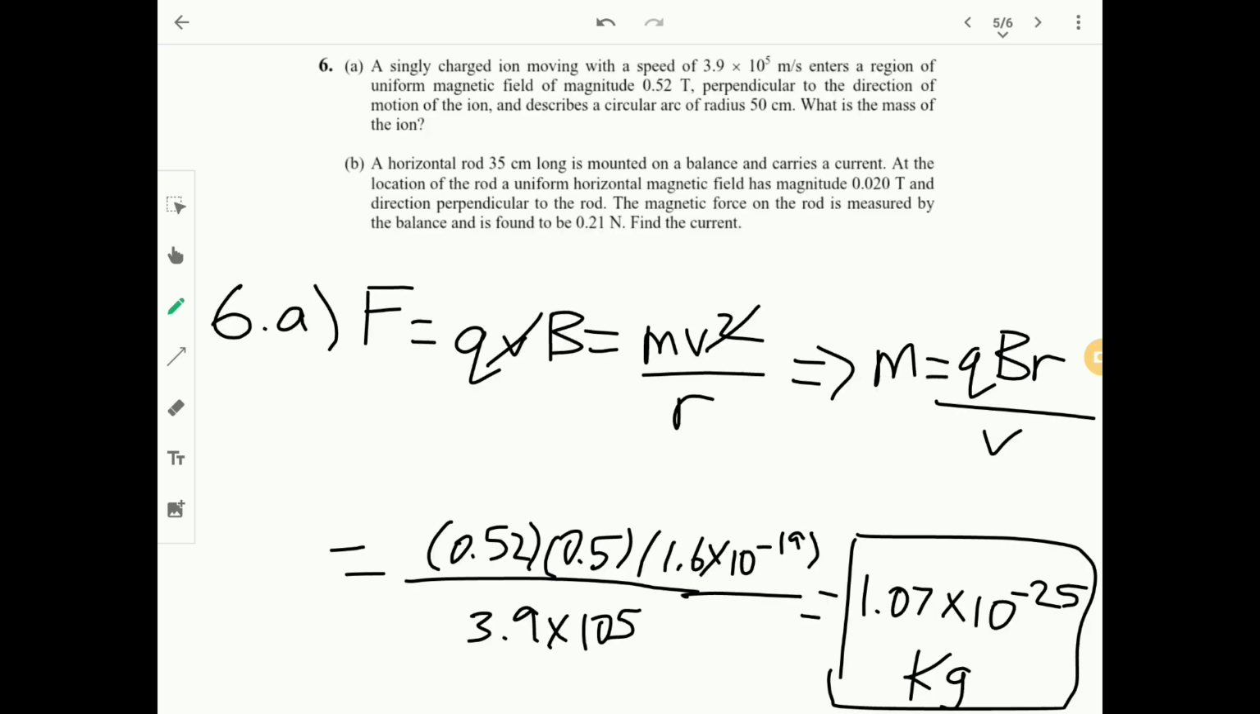Alright, B. You have a horizontal rod 35 centimeters long, mounted on a balance and carrying a current. At the location of the rod, a uniform horizontal magnetic field has magnitude of 0.02 Tesla and direction perpendicular to the rod. The magnetic force on the rod is measured by the balance and found to be 0.21 newtons. Find the current. So they've given us the force, the length, and B. They're asking us for I.